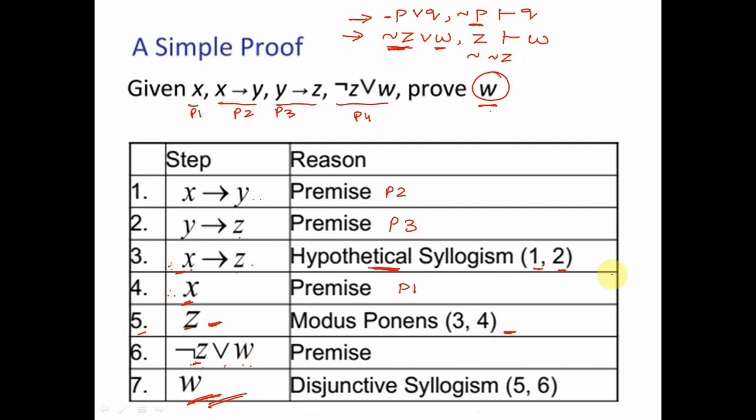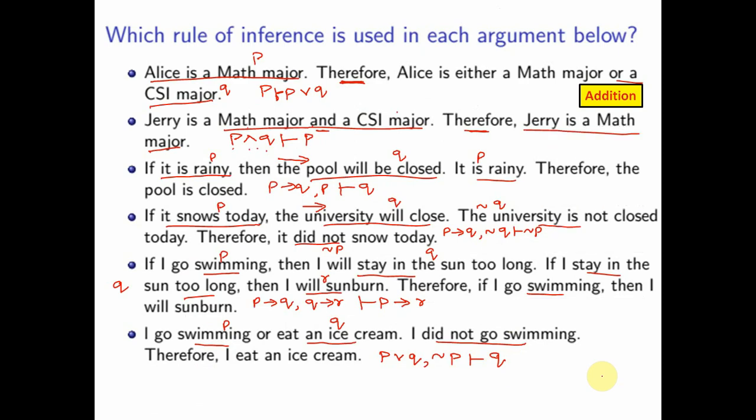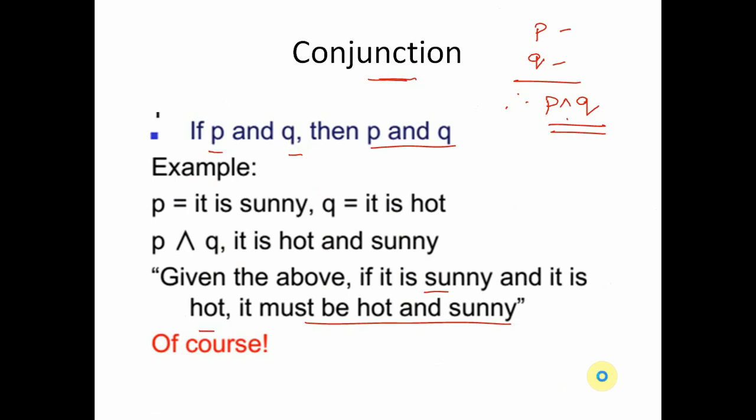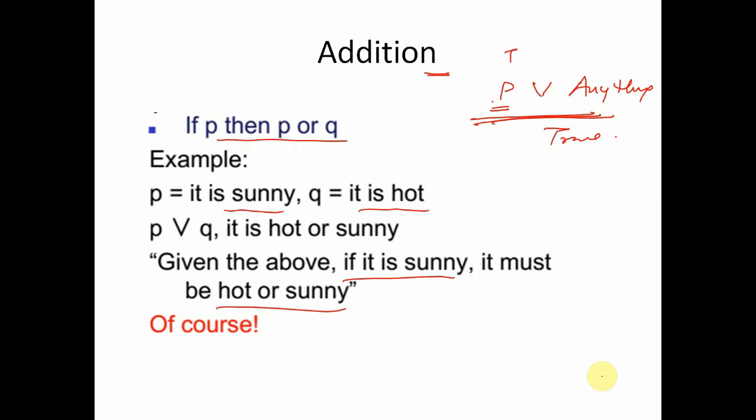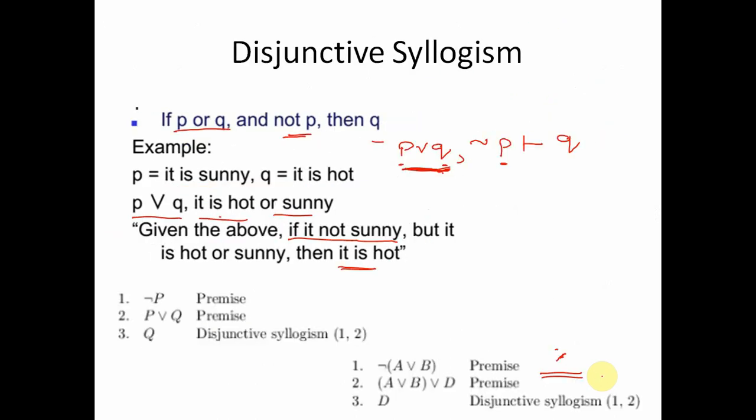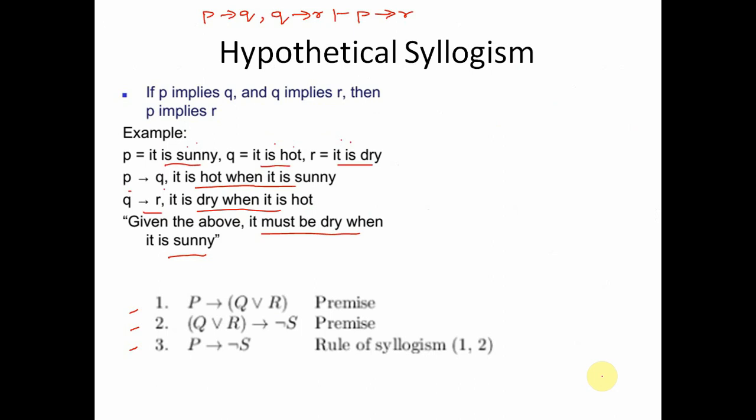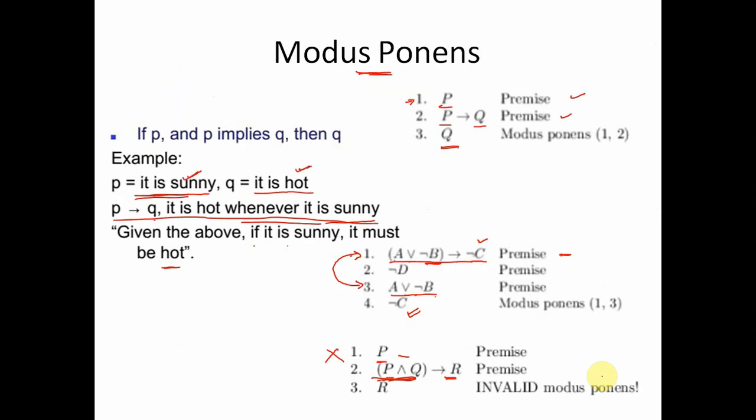So by applying these three rules, hypothetical syllogism, modus ponens, and disjunctive syllogism, we have proven the conclusion. Now I'm not giving you more examples over here. I just want you to go through this entire video once again, familiarize yourself with the different rules of inference. And what are the different rules of inference? If I just have to list them: conjunction, simplification, addition, resolution, disjunctive syllogism, hypothetical syllogism, modus tollens, and modus ponens.